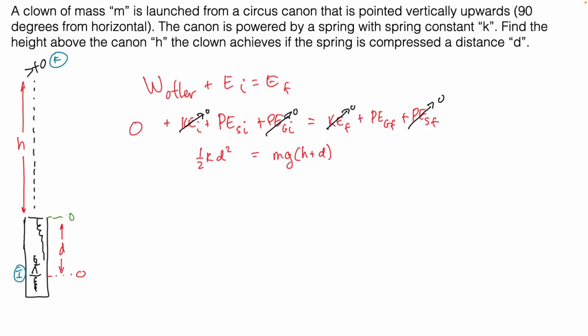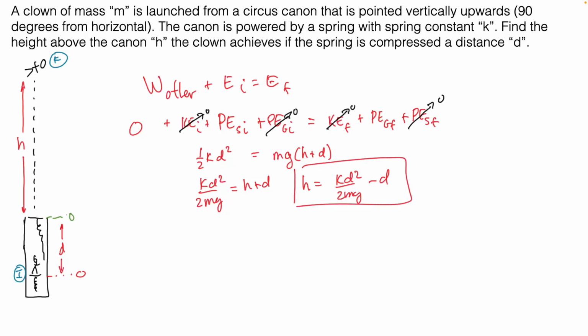Now we do algebra. Divide both sides by mg. Subtract the d. Answer done. Solve for any mass clown with any spring, compressed the distance d, on any planet with little g. In case you wanted to take your circus to the moon.